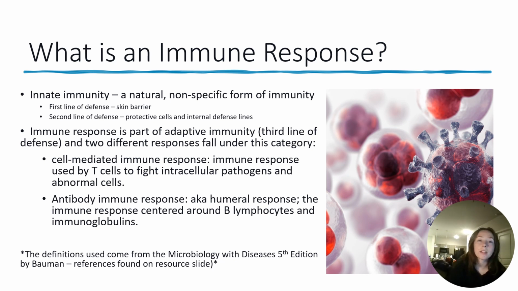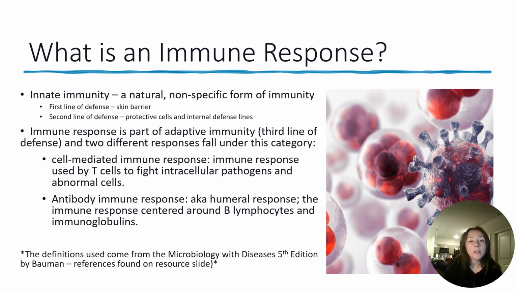So our first line of defense is our skin barrier, or also a mucous membrane. Like your nose, you have a mucous membrane because it is exposed to the environment. And then we have our second line of defense, which is protective cells and internal defense lines. So you have chemical toxic responses if pathogens get past our skin barrier, as well as macrophages and phagocytes that then help protect us from getting further sick.